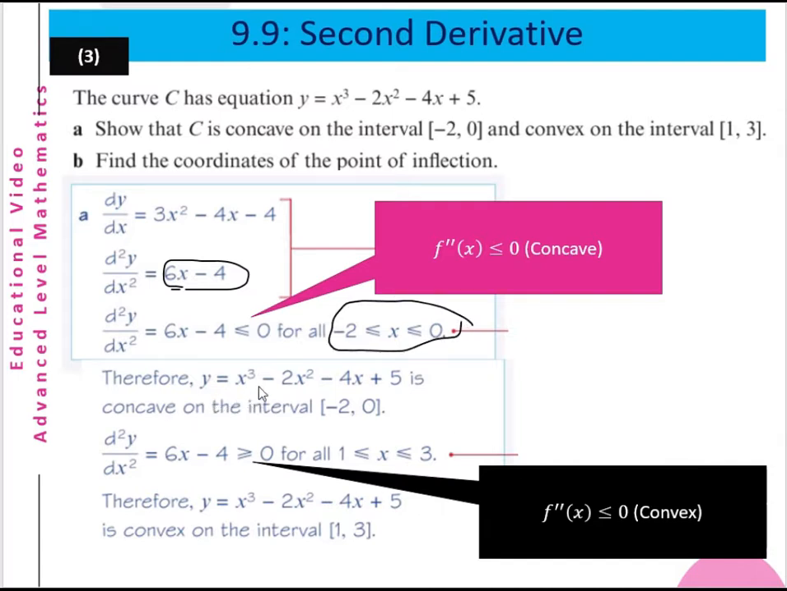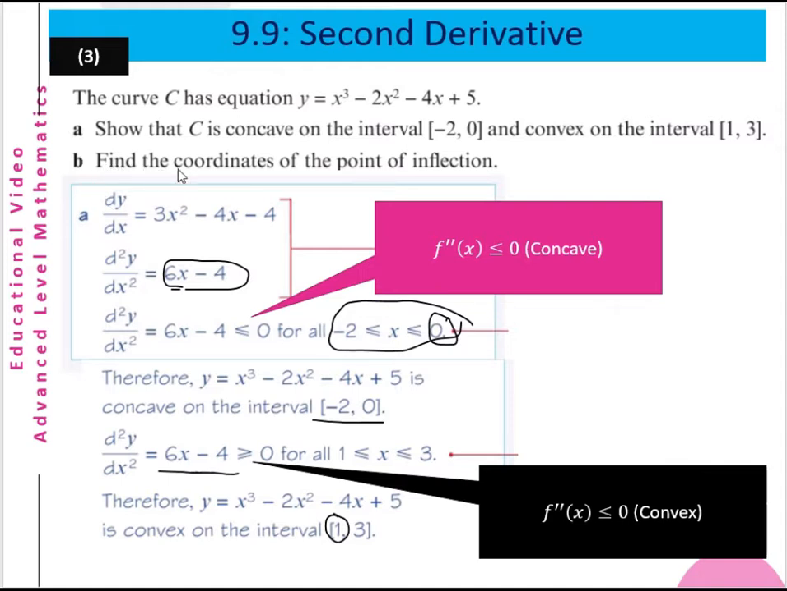Therefore, y equals x cubed minus 2x squared minus 4x plus 5 is concave on the interval minus 2 to 0. And the second derivative is 6x minus 4. If this is greater than 0, the curve will be convex, so x is from 1 to 3. Therefore, y is convex on the interval 1 to 3. That means from the point 0 to 1, there should be a point of inflection.